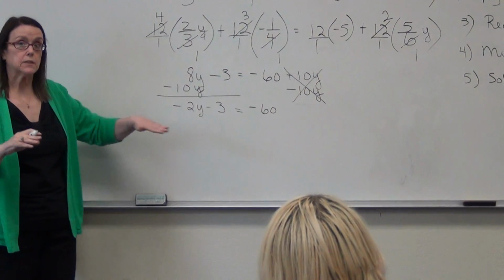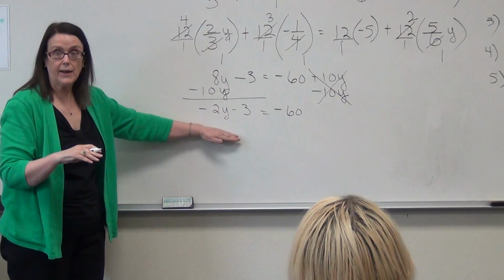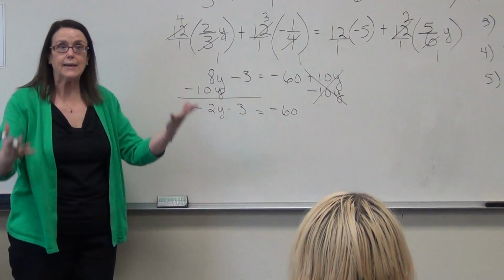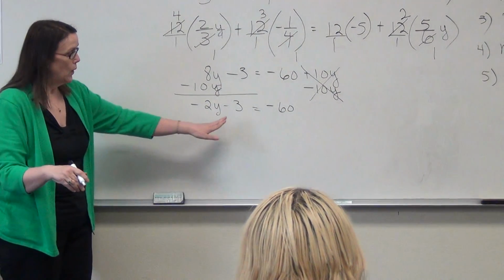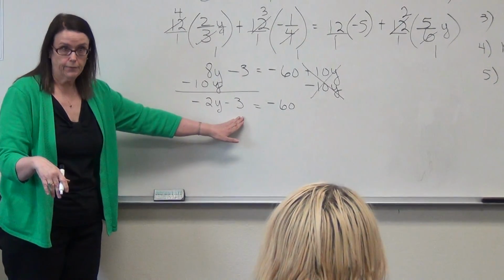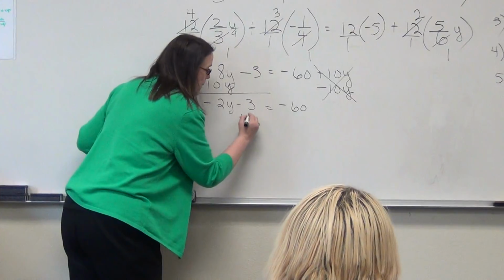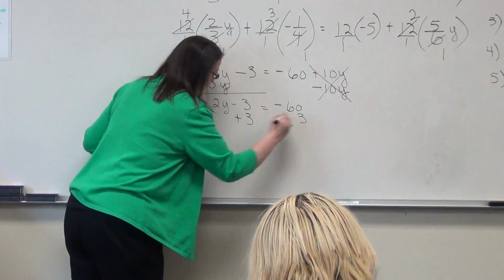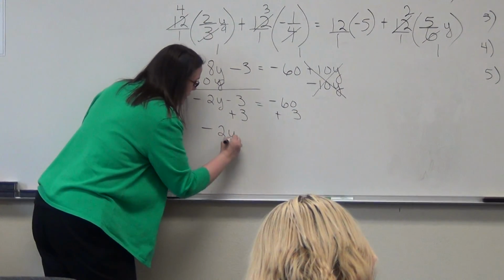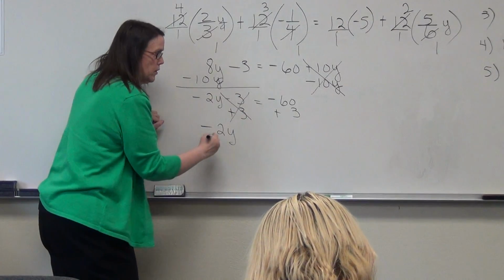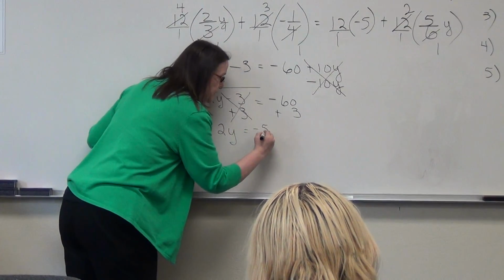I'm solving this for y, but it's still not isolated, is it? So I'm still going to add and subtract until I isolate. So I need to get rid of the negative 3. How do I get rid of a negative 3? You add it. So I'm going to add 3 to both sides. So this is a negative 2y. Those go to 0, so they're gone, equals a negative 57.